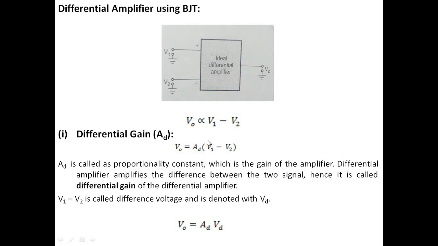Let us replace V1 minus V2 with Vd. Therefore, V0 is equal to AD into Vd. AD is the differential gain, Vd is the differential voltage or the difference voltage. Simply we call it a difference voltage. From that we will get AD is equal to V0 by Vd, which is the ratio between the output voltage and the difference voltage.